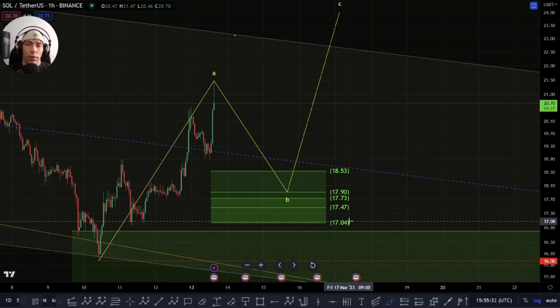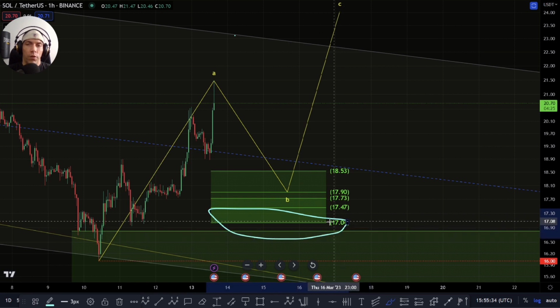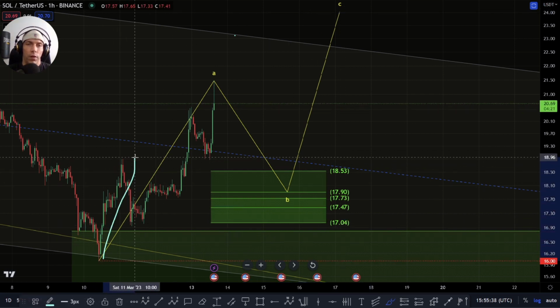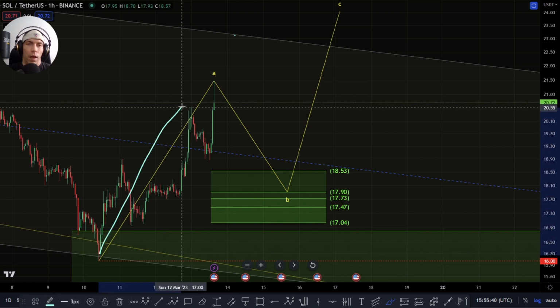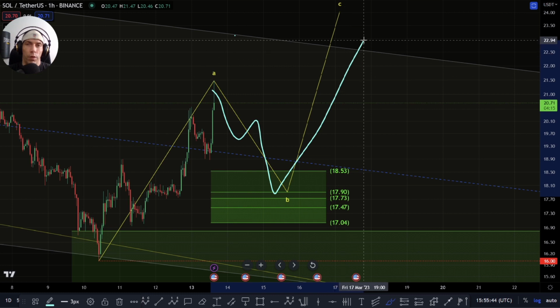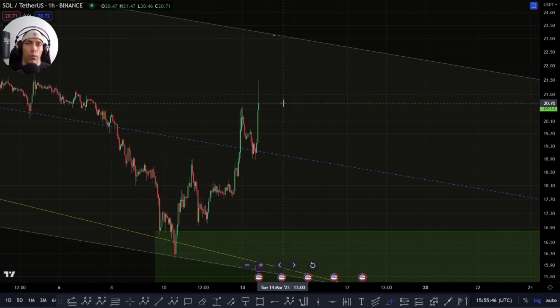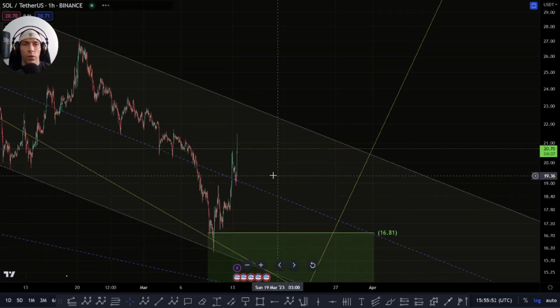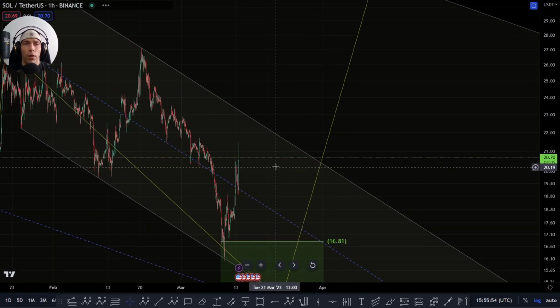So really, as long as we hold this 1704, potentially we could look for another leg to the upside here, where this becomes basically an A. An A to the upside, we get a three-wave move down for a B, and then we still look for a three-wave move up. And that would be looking potentially to actually come back into this channel here. So this is going to be a key zone.